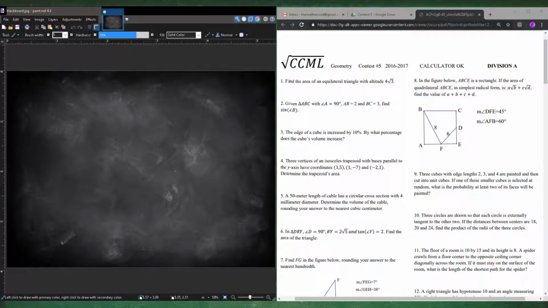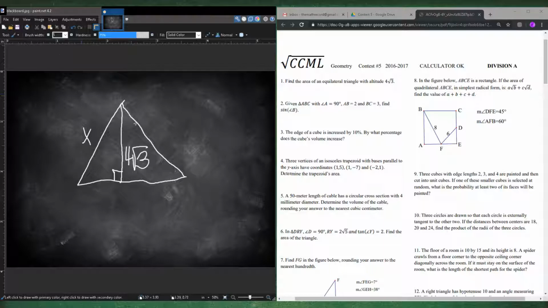Okay, question 1. Give the area of an equilateral triangle with altitude 4 square root 3. Okay, so if we have an equilateral triangle, let's draw it, and we have a height of 4 square root 3. Since this is an equilateral triangle, all the sides are the same. If this side length is x, then think about this.